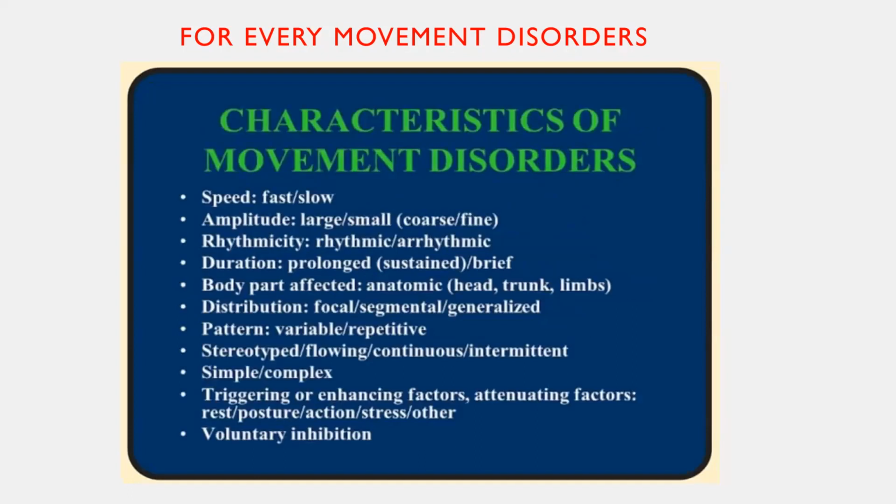Whenever you are defining the movement, you need to follow these rules. You should mention all the following points: speed, whether the movement is fast or slow; amplitude; rhythmicity; duration; and body parts, which body part is affected; distribution of the movements; what kind of pattern the movement is following, whether it is stereotyped or flowing, continuous, intermittent, or paroxysmal. Movements are whether simple or complex, whether there are any aggravating or relieving factors, and whether the patient is able to suppress the movement or not. All those things are to be mentioned. So whenever you put it in a particular group, you can diagnose the condition. Whenever you are writing the movement in a history or any examination, you should follow this pattern.